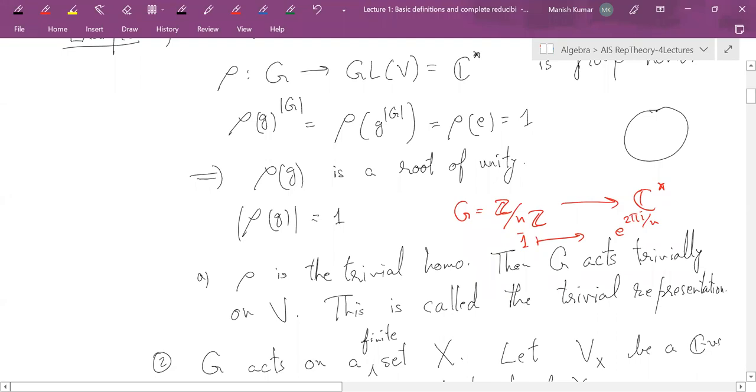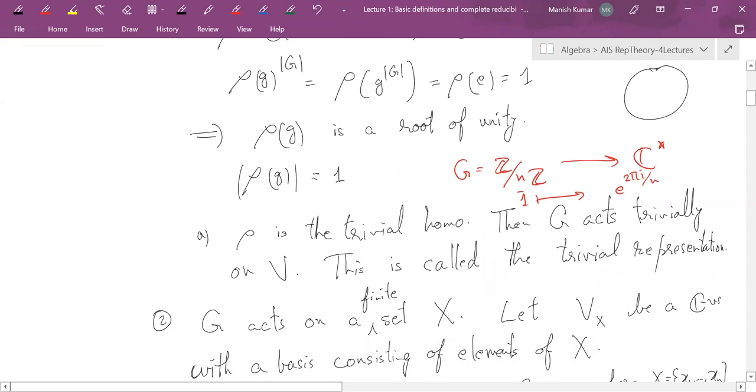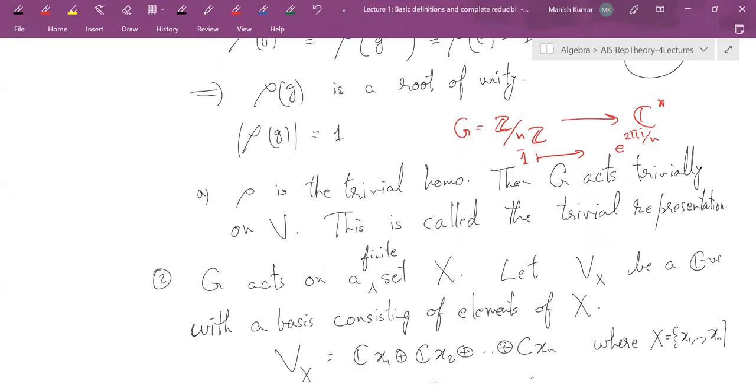Another class of representation one can cook up is using group action. Suppose G acts on a finite set X. That means if you take an element g in G, it determines an automorphism of X. So G acts on a finite set X means every element gives a bijection of X, and it's compatible with the group action.